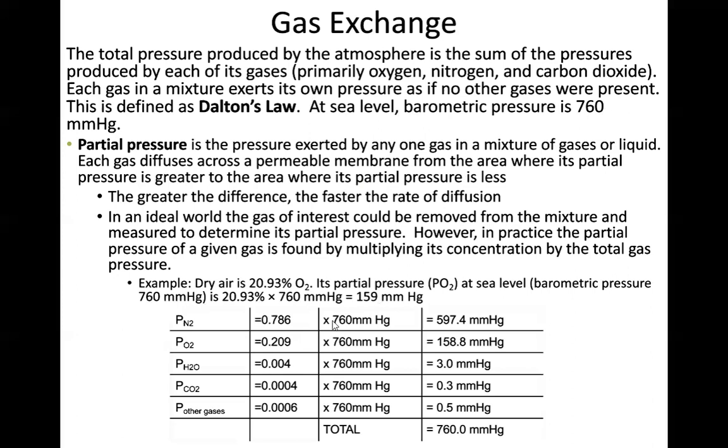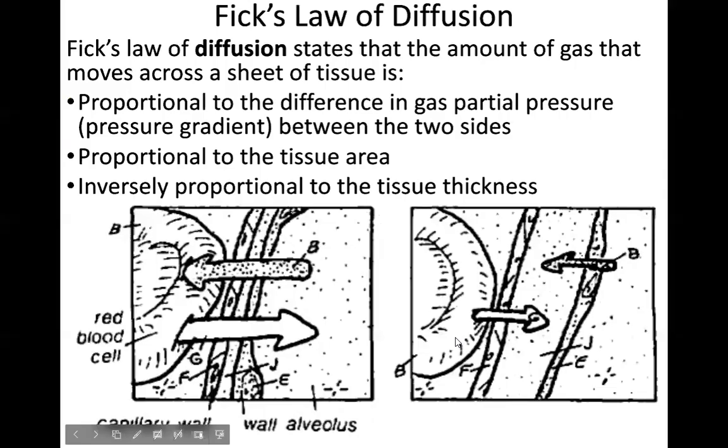Does this number go up or down when you climb a mountain, when you go into higher altitudes? It's going to go down. Higher altitude has less barometric pressure, which means this number is going to also go down. And that relates to our third law.